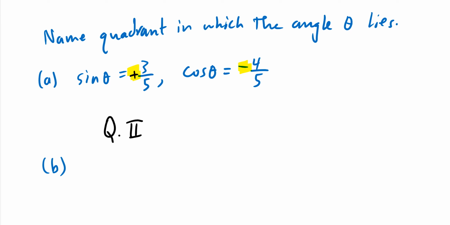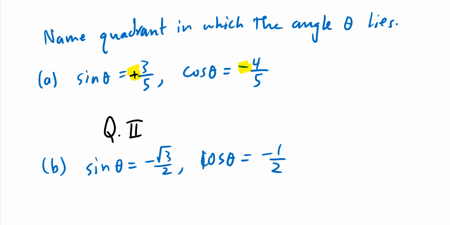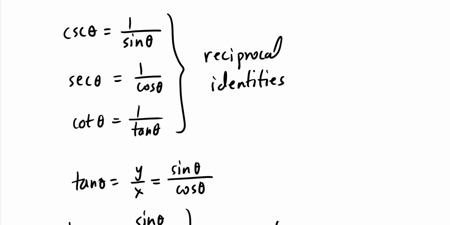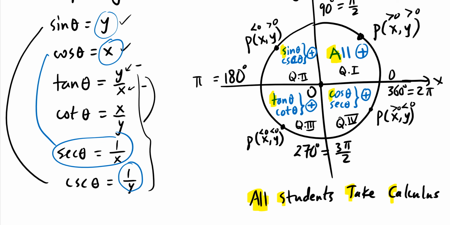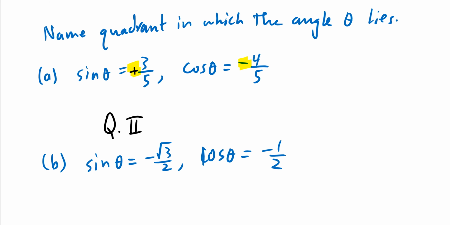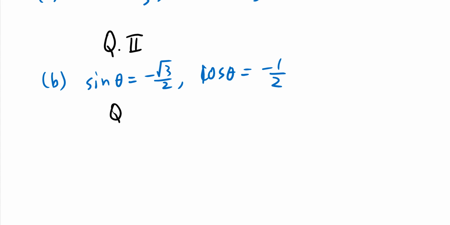Another example, what about sine theta is negative root 3 over 2 and cosine theta is negative 1/2? In which quadrant are both of them negative? Well, it's not in the first, not in the second because sine is positive, not in the fourth because cosine is positive. This means it's the third quadrant. So that's quadrant 3. So theta lies in quadrant 3.